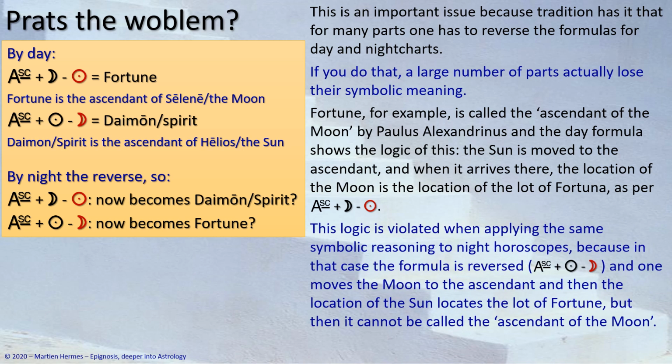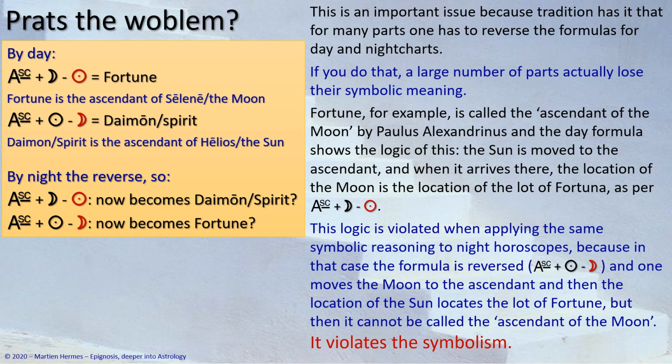Now if you reverse the formula, then this logic is violated, because the reasoning behind it becomes quite different. You cannot call the reversed formula of fortune by night the ascendant of the moon, simply because it is the sun in this formula that locates the lot, and you cannot say that this is the ascendant of the moon, because now you're calculating the ascendant of the sun. So this quite obviously violates the symbolism, and that's why it's quite difficult to try to explain this to modern astrologers who are only used to calculating lots by means of the reversal of the formula by night. So that's an interesting point.